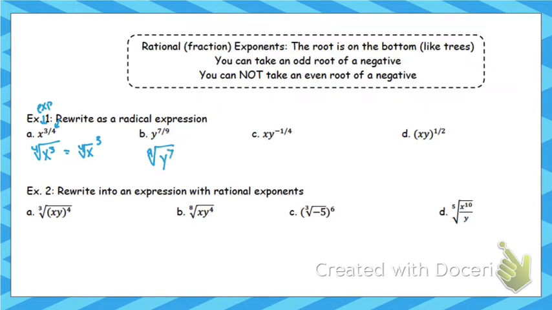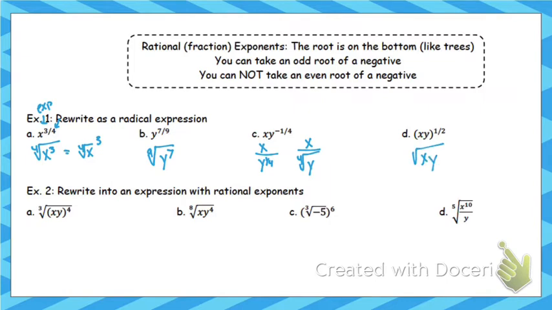All right, so this one, we're xy to the negative 1/4. Notice x does not have an exponent, so it's not moving. Y is raised to the negative 1/4, so that's going to move it to the bottom. And then 1/4 as an exponent is the 4th root of y. All right, and then on the next one, x and y both have the 1/2 exponent, so that is the square root of xy. They are both under the radical.